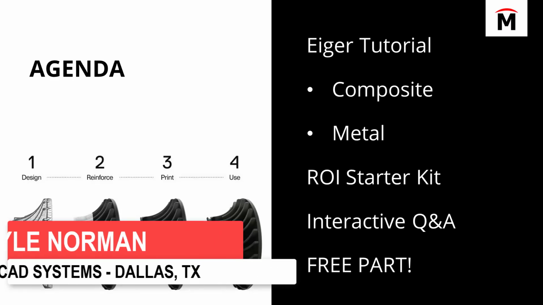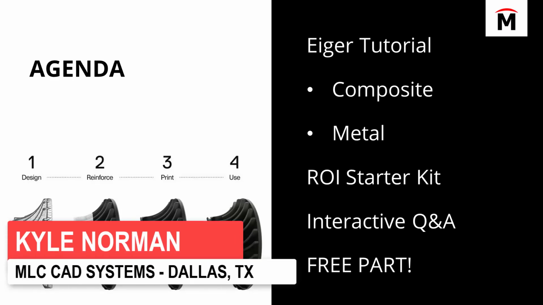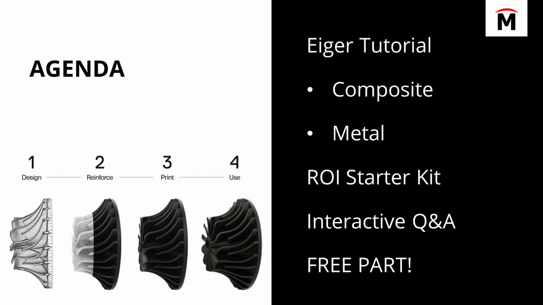Today we're here to see an Eiger tutorial. So we're going to go over Eiger. First we're going to review the composite. So we're going to talk about exporting a file, getting a file into Eiger. We're going to talk about fiber strategies and how to lay that part out. Then we're going to talk about metal.